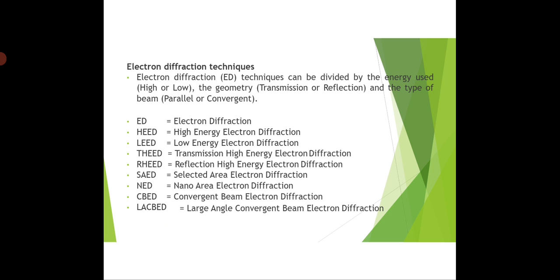Electron diffraction techniques. Electron diffraction techniques can be divided by the energy used, which may be high or low, the geometry, transmission or reflection, and the type of beam, parallel or converging. So here are some terminologies and their abbreviations. ED is abbreviated as electron diffraction. HEED, high energy electron diffraction. LEED, low energy electron diffraction. THEED, transmission high energy electron diffraction. Or RHEED, reflection high energy electron diffraction.